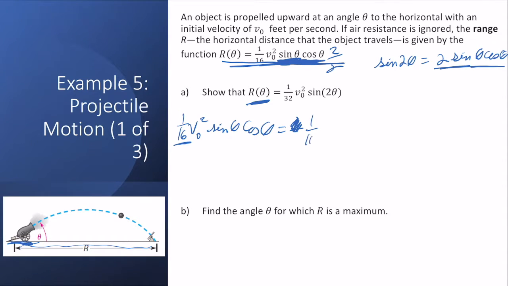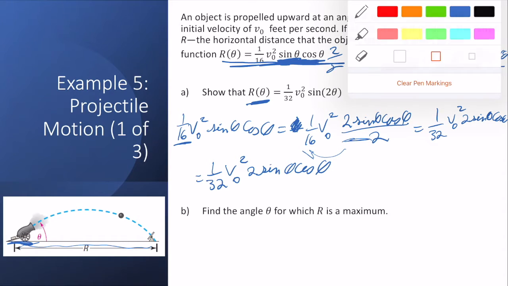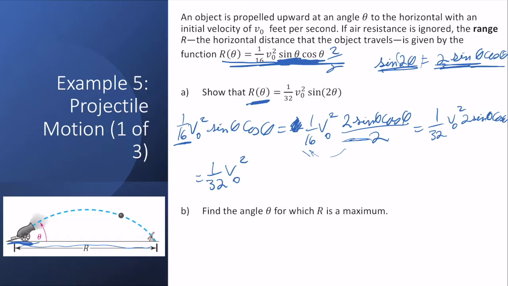So I have 1/16 v naught squared 2 sine theta cosine theta over 2. I can pull out that factor of 1/2 and move it over here. So I've got 1/32 v naught squared 2 sine theta cosine theta, which I can then substitute with sine of 2 theta. So my final answer is 1/32 v naught squared sine of 2 theta.